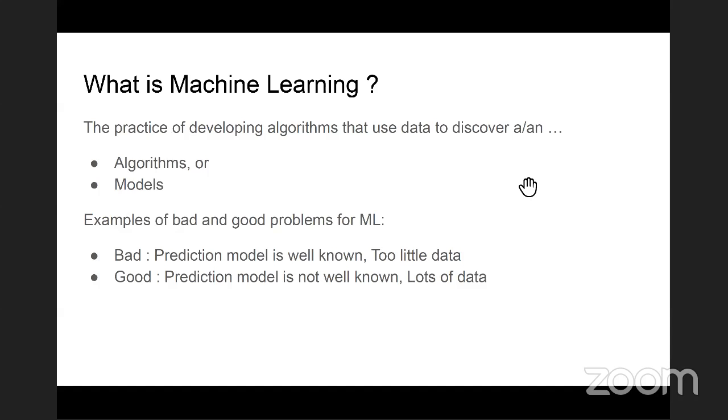So what is machine learning? It's the practice of developing algorithms that use data to discover an algorithm. So this sounds like a tautology of sorts, or a model. All right. So what that means is, what is an algorithm? So the traditional sense of an algorithm is a sequence of steps to which you give an input and what you get is an output.